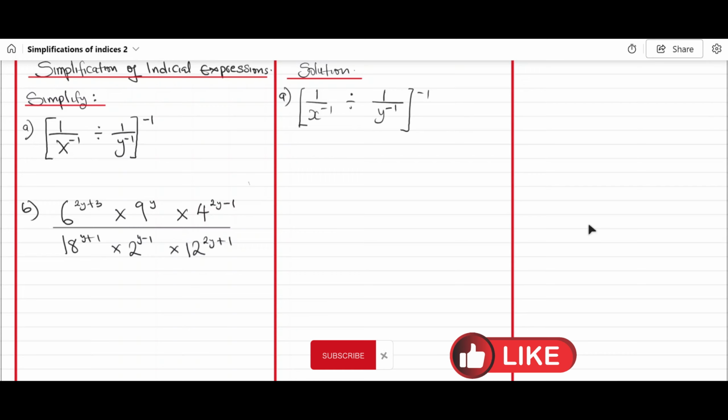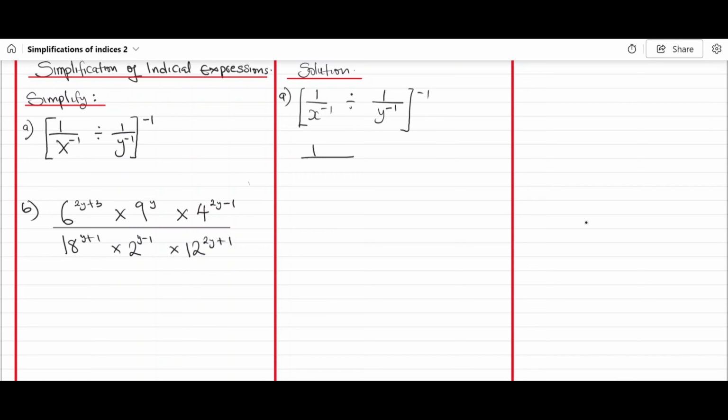Let's solve the problem. So first, I'm given 1 divided by x raised to the power negative 1, divided by 1 divided by y raised to the power negative 1, all enclosed in the bracket raised to the power of negative 1. Now, here I can express this as 1 divided by 1 divided by x, divided by 1 divided by 1 divided by y, everything being enclosed in the bracket to the power of negative 1.